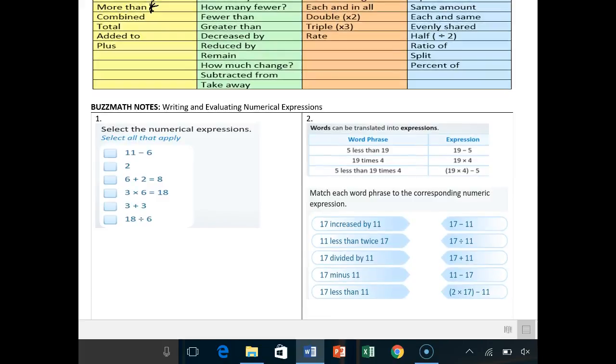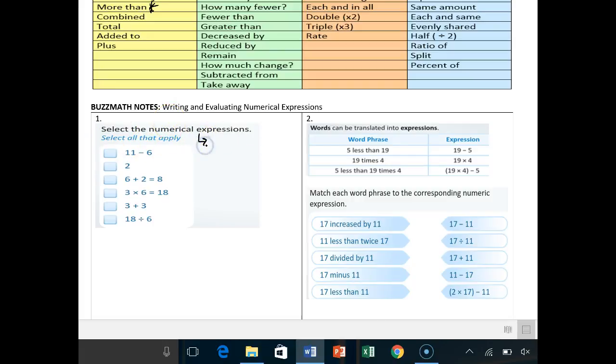So your Buzz Math level today is going to be writing and evaluating numerical expressions. You're only doing 1 through 7. I highly recommend that once I do this problem, you pause the video and do the Buzz Math problem. Then do number 2, pause the video and do the Buzz Math problem. Trust me, if you do it, you're going to get a really high content score on that Buzz Math level. So number 1, it says select the numerical expression. Select all that apply, so you can have more than one answer.